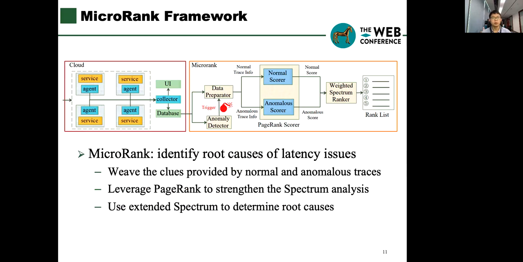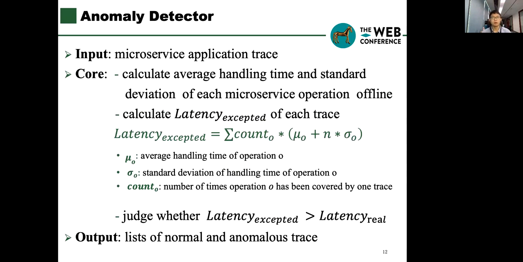Then, we propose MicroRank to identify the root causes of latency issues. MicroRank works with the clues provided by normal and anomalous traces. It leverages PageRank to strengthen the spectrum analysis and uses the extended spectrum to determine root causes. In the anomaly detector, firstly, we calculate the average handling time and standard deviation of each microservice operation offline. Then, we calculate the expected latency of each trace. We judge whether the expected latency is smaller than the real latency. After that, we get lists of normal and anomalous traces.